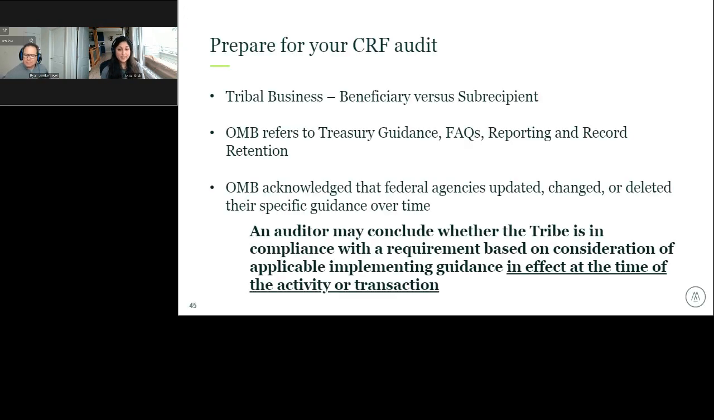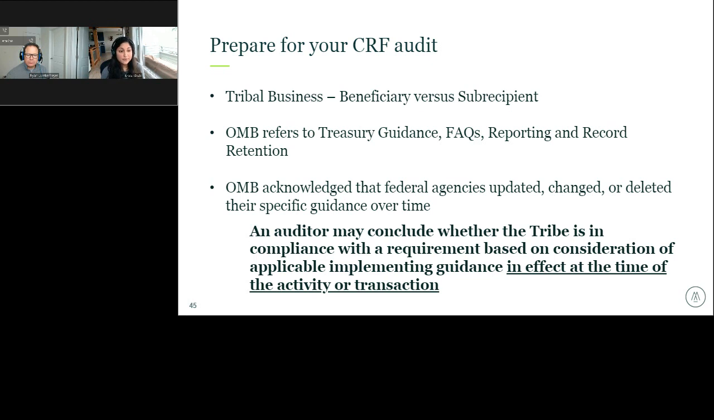So before we even start talking about what the CRF audit will entail, I want to clarify something specifically for tribal businesses, the beneficiary versus subrecipient discussion. So the Treasury Department responded to a letter from the FOA that clarifies that if a tribal business, regardless of whether the business is an enterprise fund or a legally separate component unit, is a recipient of a beneficiary program set up by the tribe, it would be exempt from single audit or program-specific audit requirements.